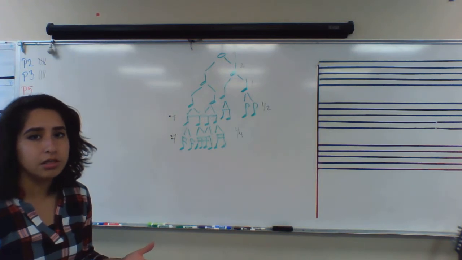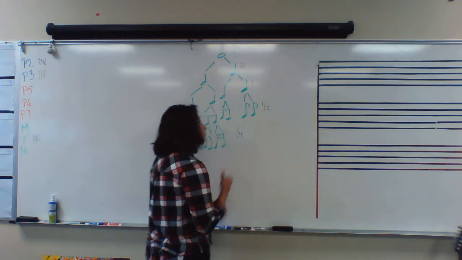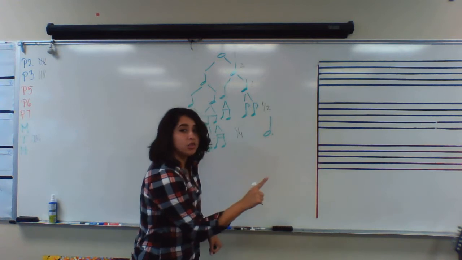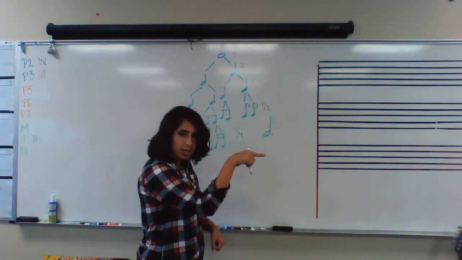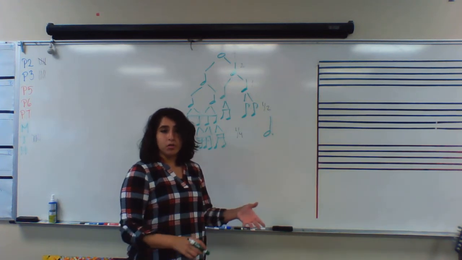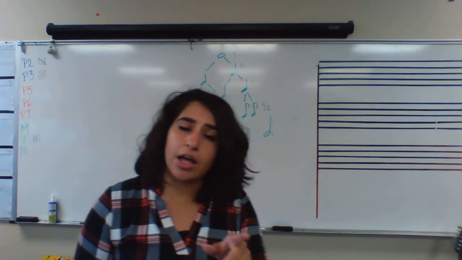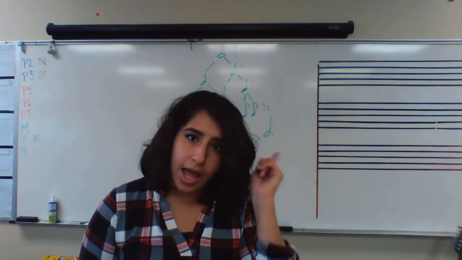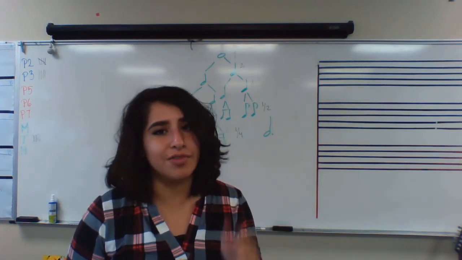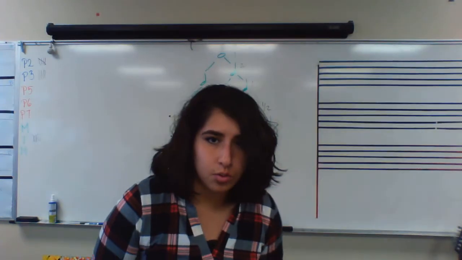Now let's review the dot. So if I have a half note and there's a dot right next to it, not under it or above it, next to it, the dot means that you add half of its value. Say that with me 3 times. The dot adds half of its value. Again, the dot adds half of its value. One more time. The dot adds half of its value.